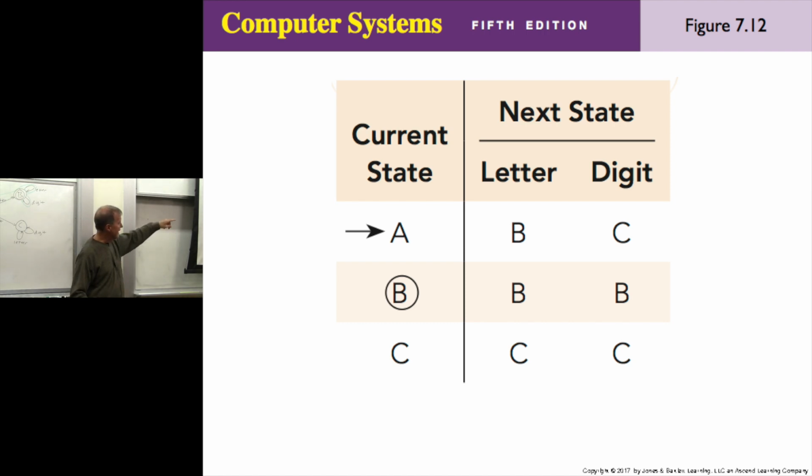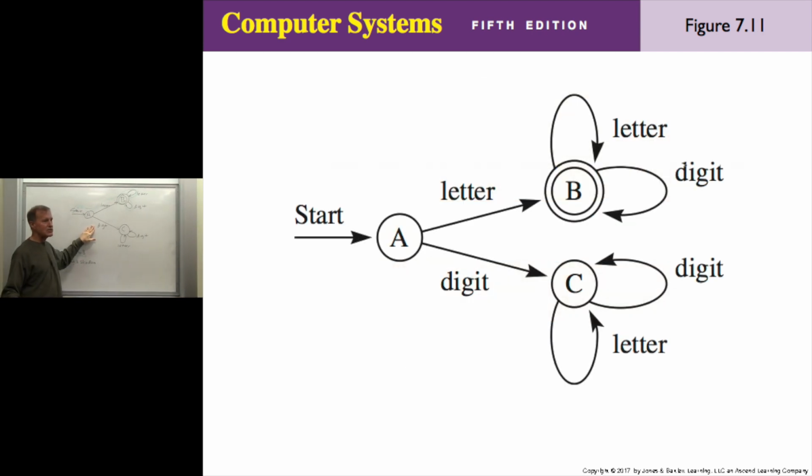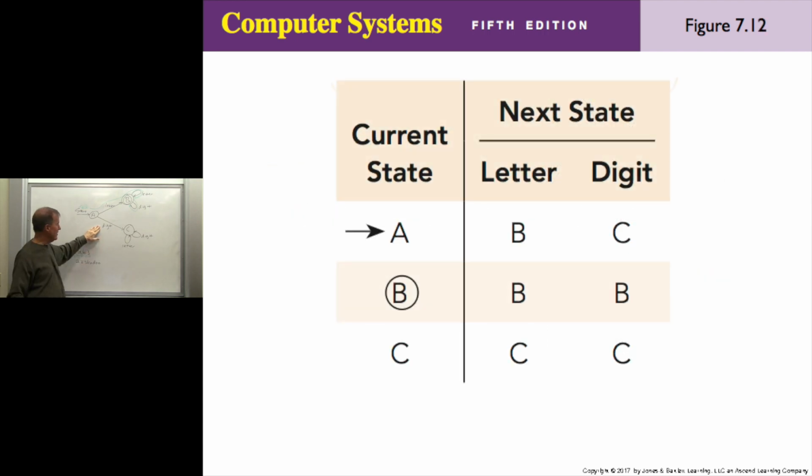And if you're in state A and the next one is a digit, that's a C. Do you see that that corresponds? That's just a table representation of this. Because look, how are you going to store this in a computer? If you're going to have a finite state machine, well, here we can do this with an array. So does everybody see the correspondence between that table and this figure?